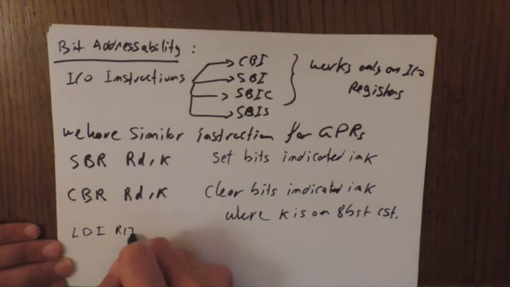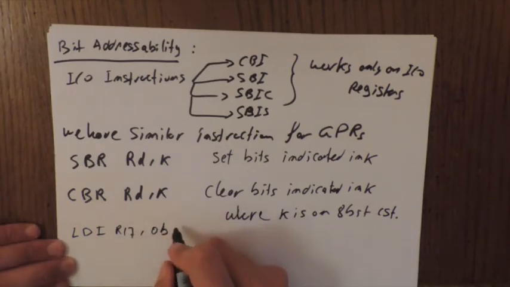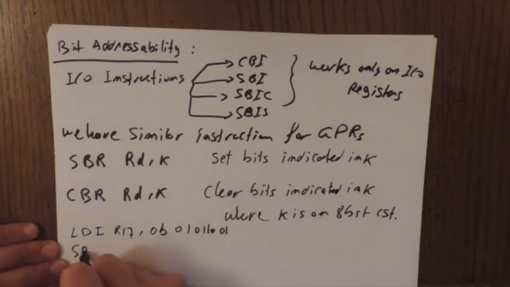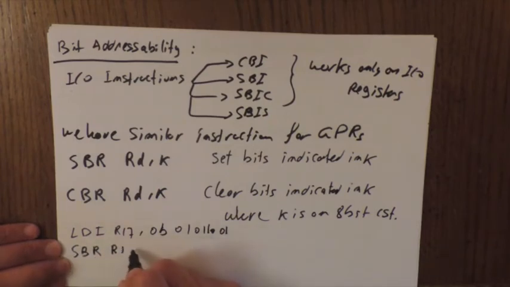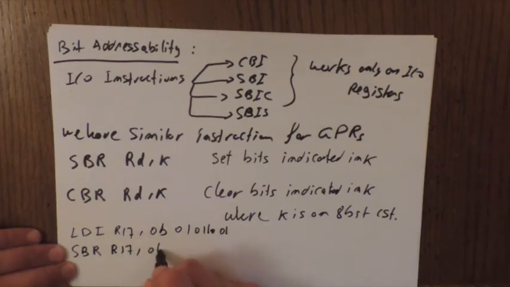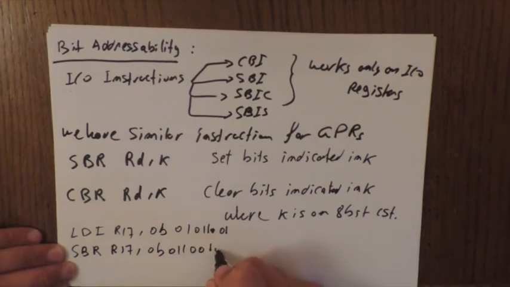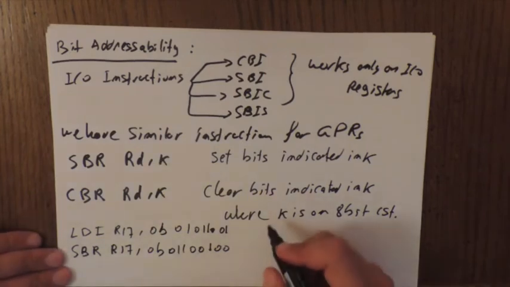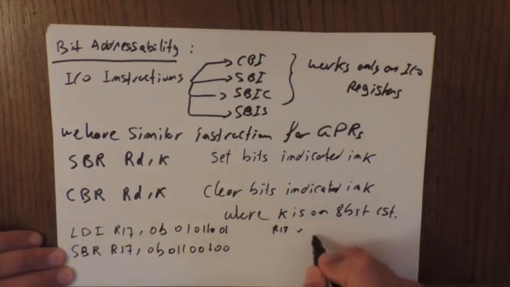Let's say LDI R17, 0B01011001, and then I will say SBR R17 with 0B01100100. So what happens here? First, R17 is equal to this value.